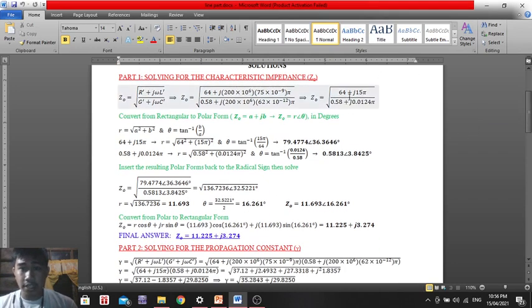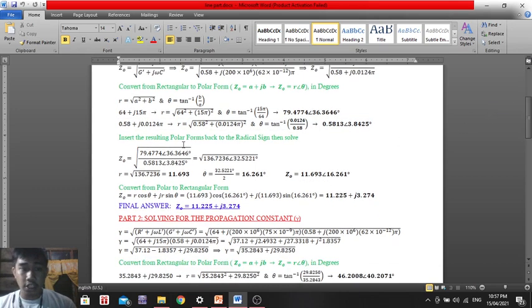Here I am converting the 64 plus j15 pi to its polar form, as well as 0.58 plus j0.0124 pi to its polar form. Then we will insert it back to the equation, and then we will divide it, because in polar form you can divide the equations. Just divide this real part, this here and this here, while the angle you just subtract them from each other. 36 point something minus 3 point something is equal to 32.5221 degrees.